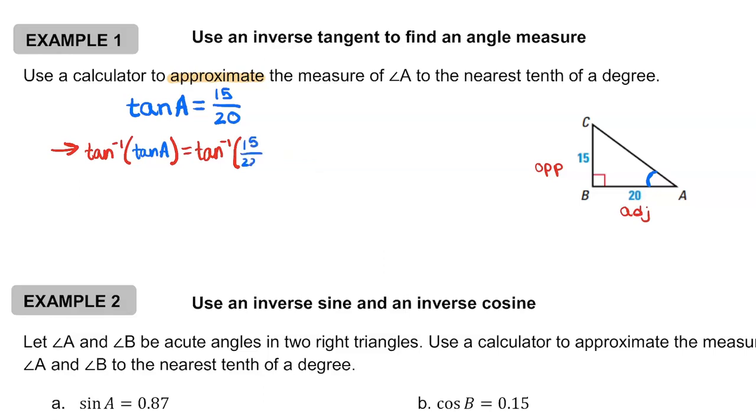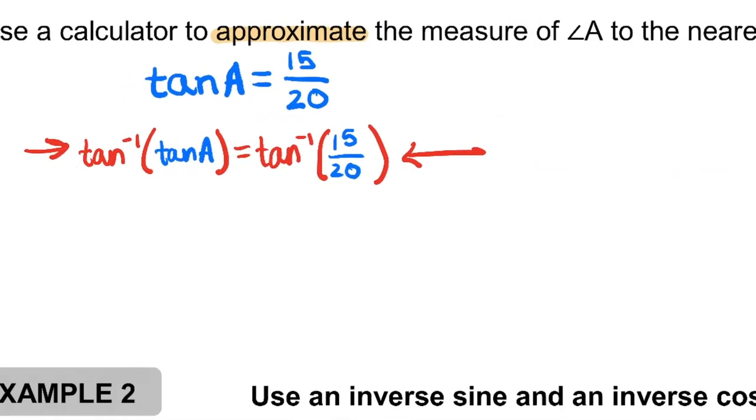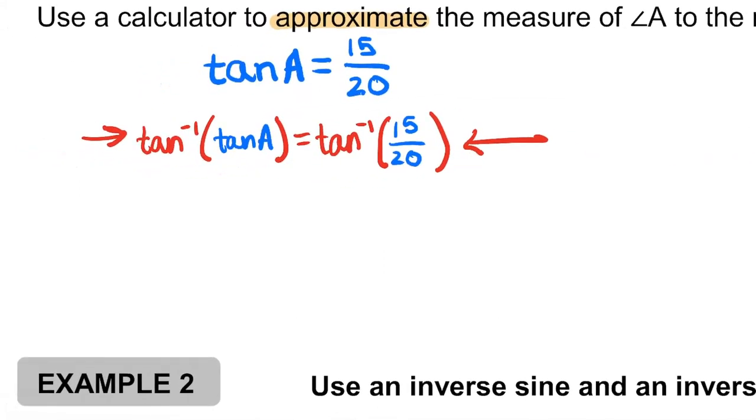15 over 20. So this step you never have to write again, but what's happening here is that this tangent inverse and tangent undo each other. That is the definition of an inverse function. It undoes whatever the function is.